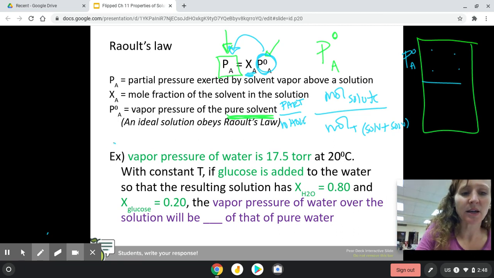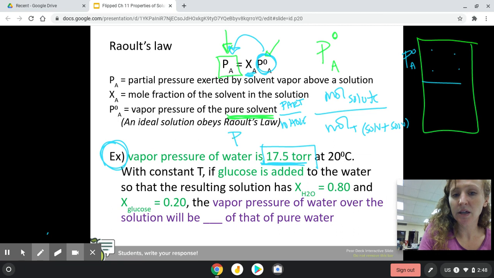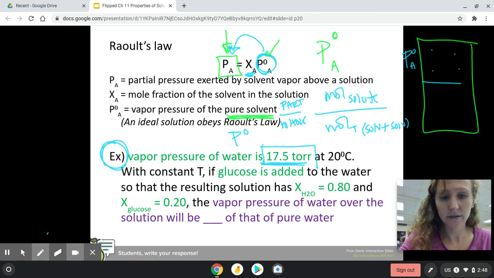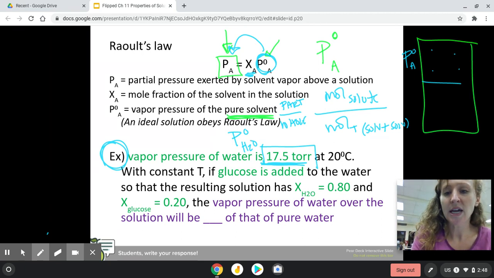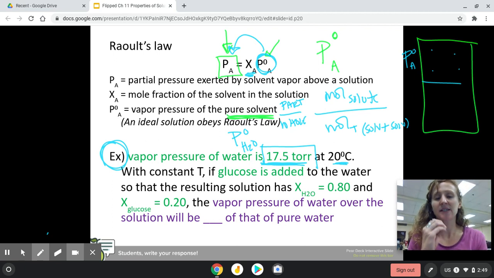Okay, so let's look at this example down here. We have a vapor pressure of water. It's 17.5 torr. So this is P naught of your water. So when water's by itself, it exerts a vapor pressure of 17.5 torr. And this is going to happen at 20 degrees Celsius. And the only reason they tell us that temperature is because if it changes, then we have to restart the whole discussion, right? So basically they're telling us that's the temperature through the whole discussion. It's not going to change. You don't have to worry about it.